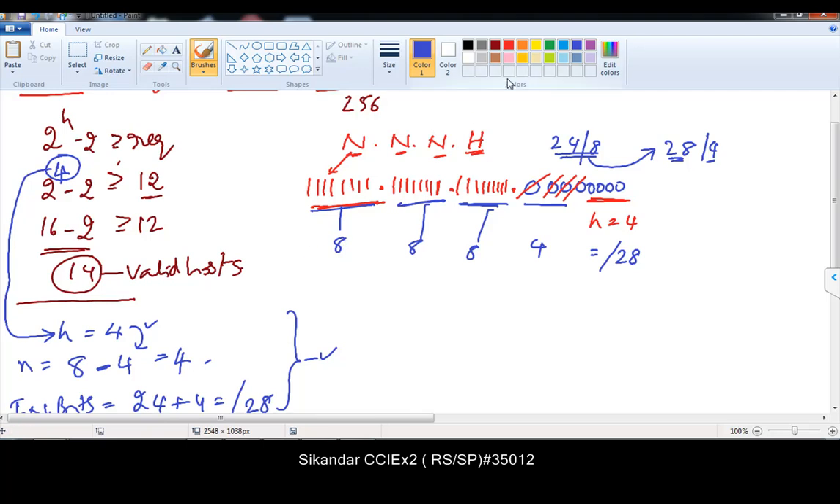Subnet mask. If I want to write my subnet mask, this is my subnet mask. Whatever you see here is your subnet mask. It is in binary format, so we are going to write it in decimal format. If I add 8 bits, 255. If I add 8 bits, 255. If I add 8 bits, 255. And if I add 4 bits, that is 128 plus 64 plus 32 plus 16, binary to decimal conversion, I get 240.